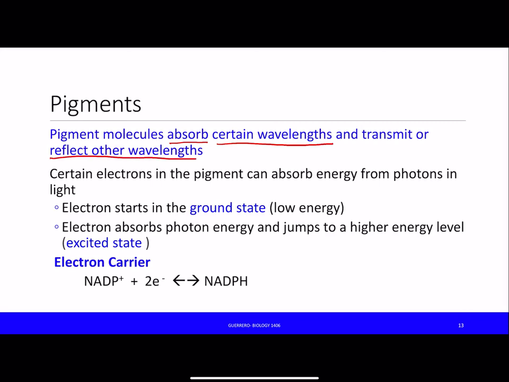So pigments do two things. On that visible spectrum of light, there are some colors where they're going to absorb the energy. There are other colors where they can't absorb it, so instead they will reflect it.